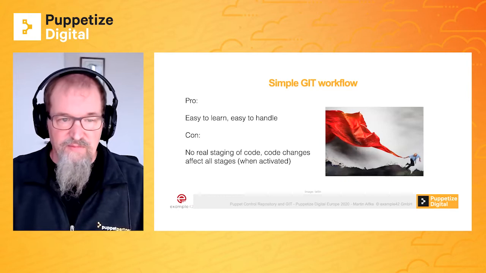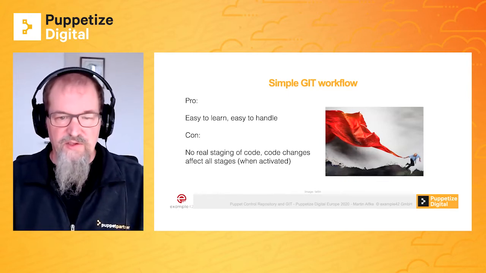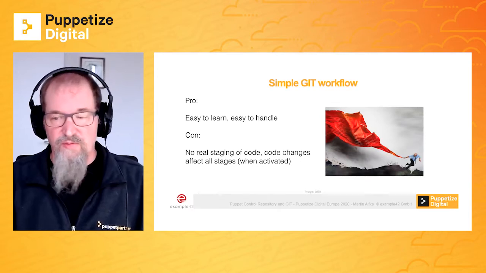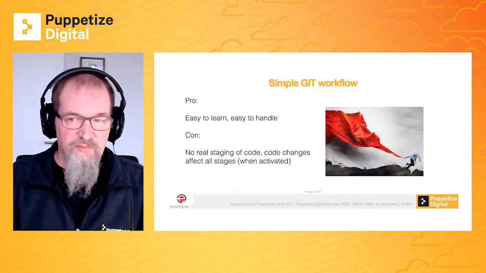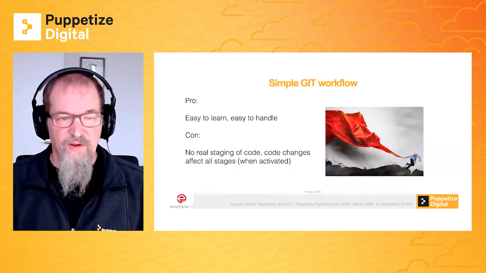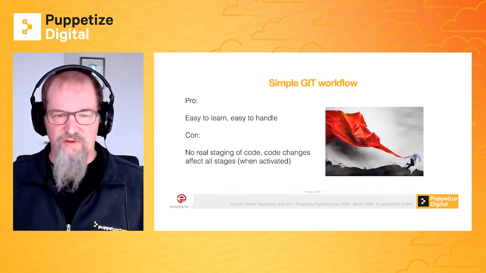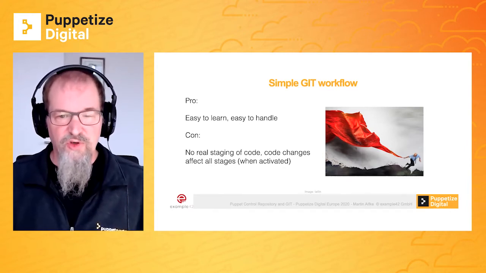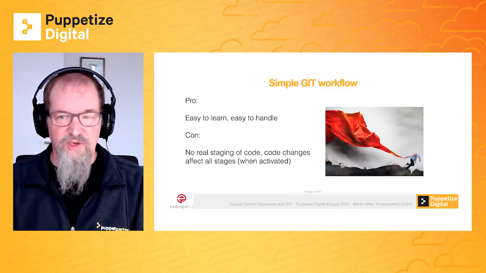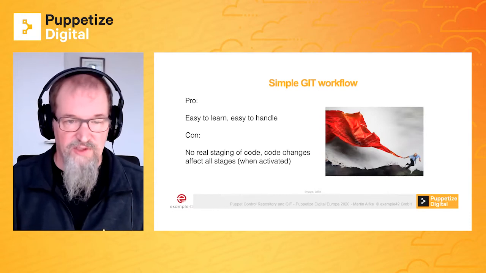So the easy thing is that this way is super easy to learn. It's super easy to handle. It's also super easy to automate the merge request creation and triggering people to do reviews by having some kind of CI platform available. On the downside, you don't have real staging of code available. So you're always bringing code into production via merge requests, so every node receives these changes. So you have to be sure that this change is only there where you want to have that change.